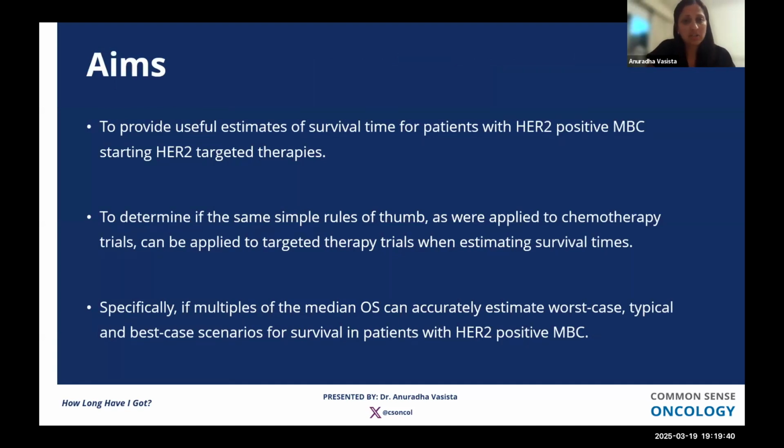We aimed to provide useful estimates of survival time for patients in this population who were starting HER2-targeted therapies. Previously, we had determined that simple rules of thumb could be applied to chemotherapy trials when estimating survival times, and we wanted to see whether these same simple rules could be used in targeted therapy, especially if simple multiples of the median overall survival could accurately estimate these survival times in patients with HER2-positive metastatic breast cancer.